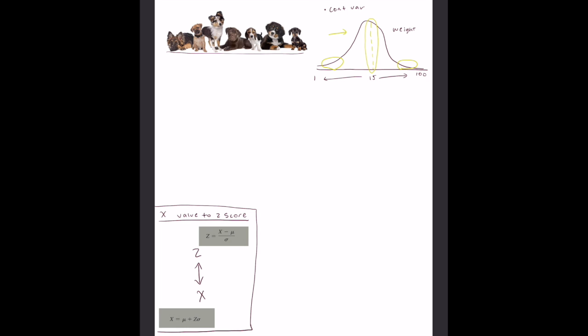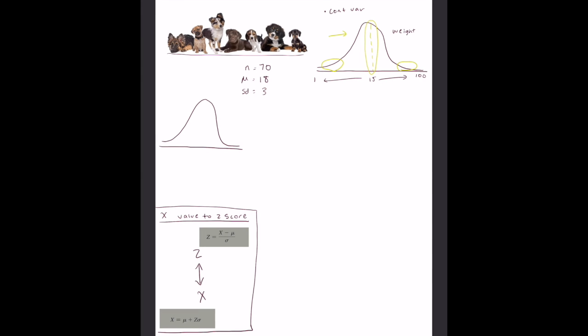Usually, it's quite difficult to model the distribution of an entire population. So most people will take a sample of that population. So let's say I took a sample of 70 puppies and documented their weights. So we'll say n equals 70, and after documenting their weights, I found out that the mean weight is actually 18, and then the standard deviation is 3.